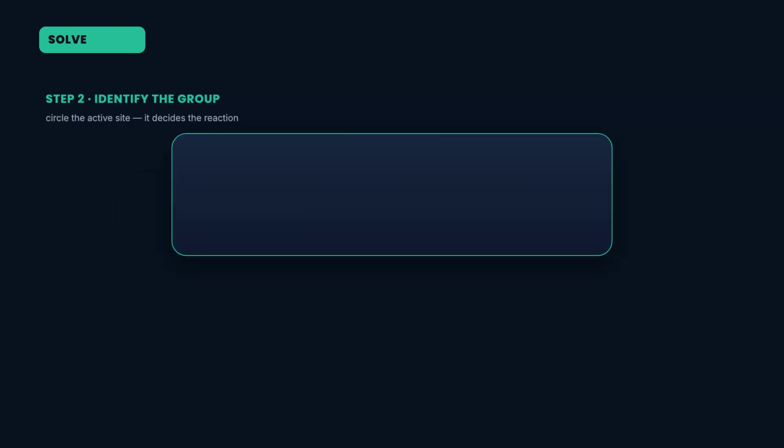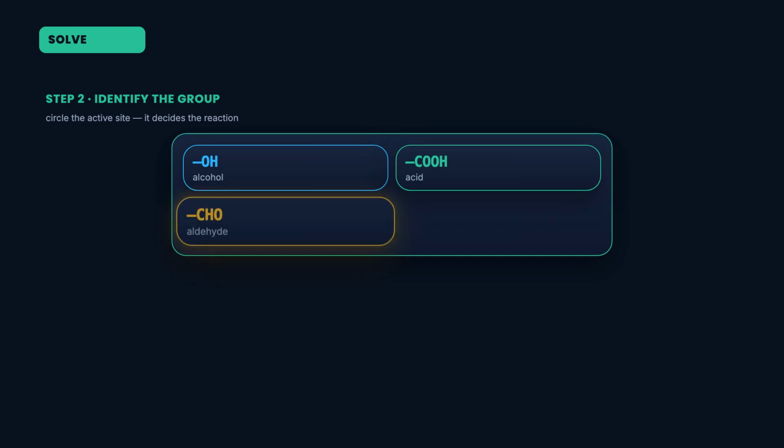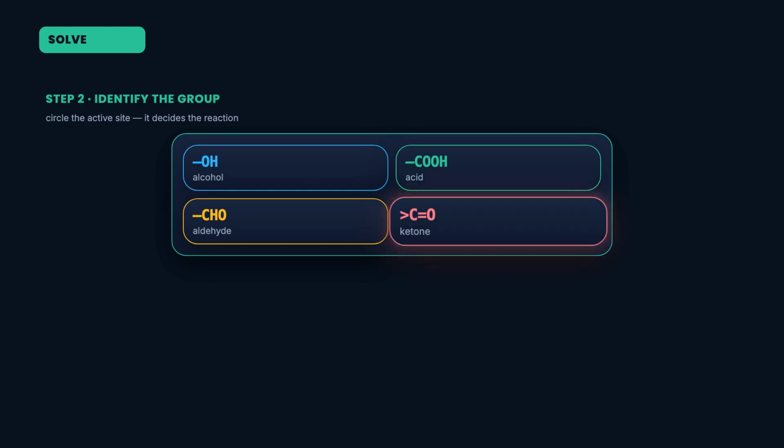Step 2. Identify the functional group. Hydroxyl is alcohol. Carboxyl is acid. A C double bond O at the end is aldehyde. A C double bond O in the middle is ketone. Circle it. The functional group decides the reaction.